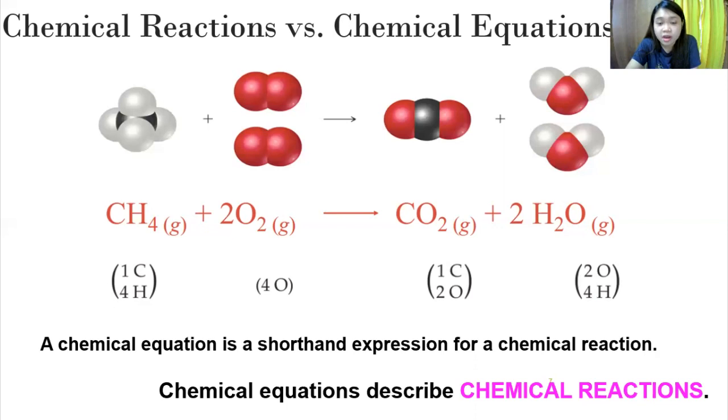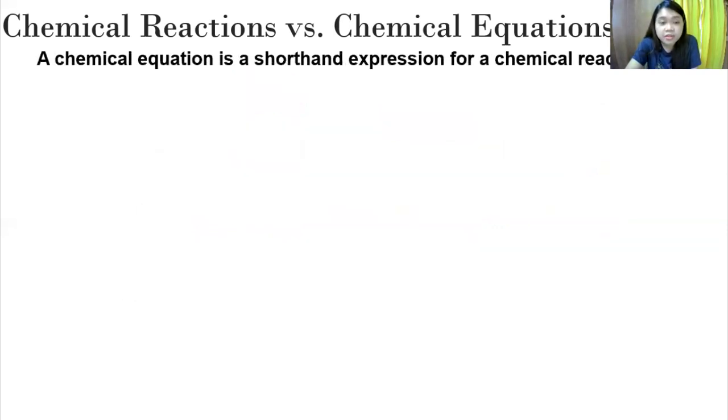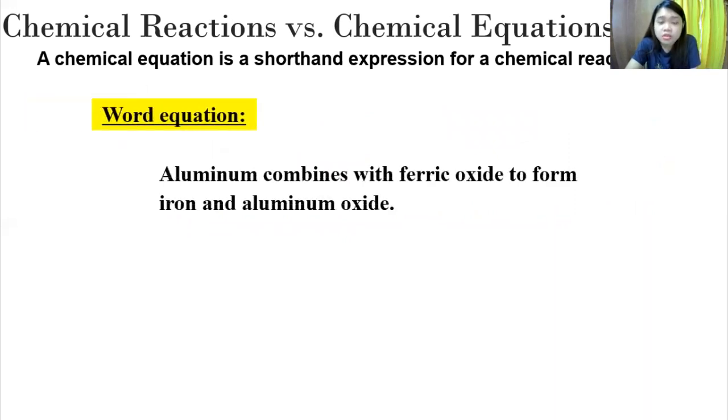Chemical equations describe chemical reactions. A chemical equation, we know, is a shorthand expression for a chemical reaction. Usually, in our problem solving, most of us are not given the chemical equation directly, but a word equation. So what we do is convert that word equation into a chemical equation.